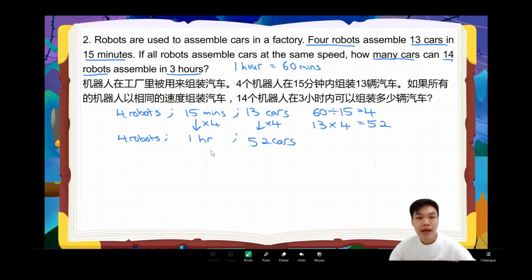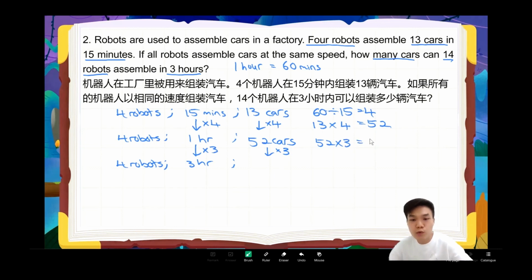And then, I want to calculate 4 robots in 3 hours can assemble how many cars? From 1 hour to 3 hours, we times 3. The number of cars also times 3. 52 times 3 equals 156. We got 156 cars.